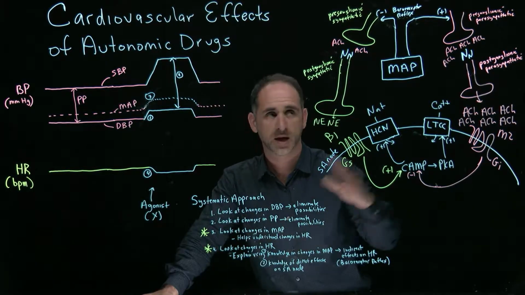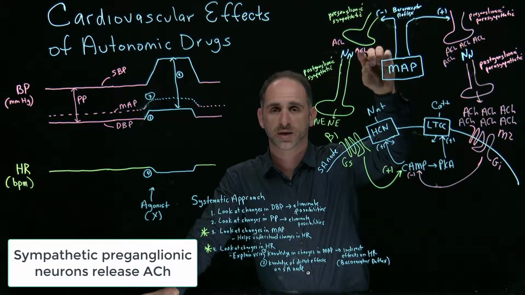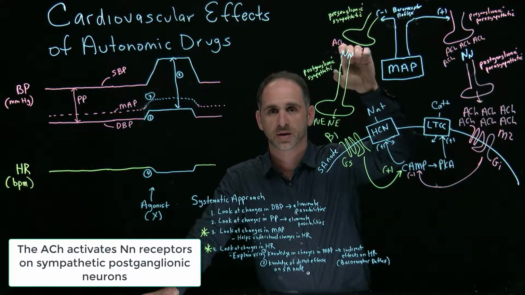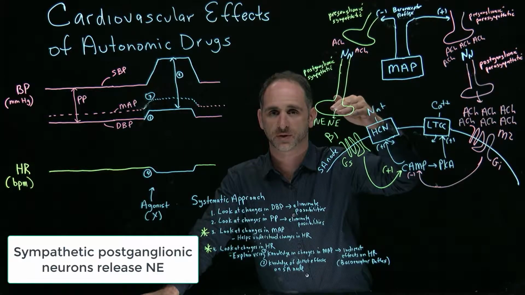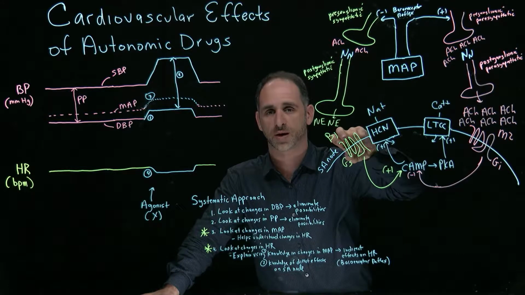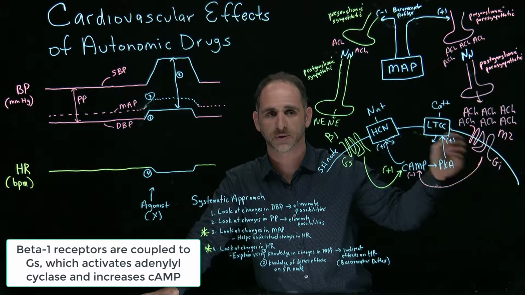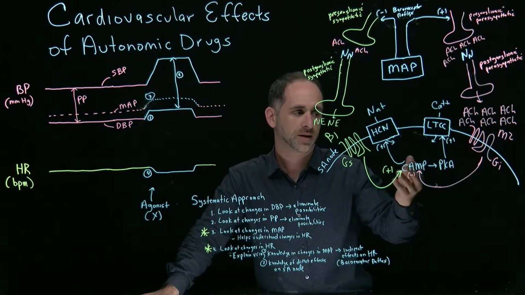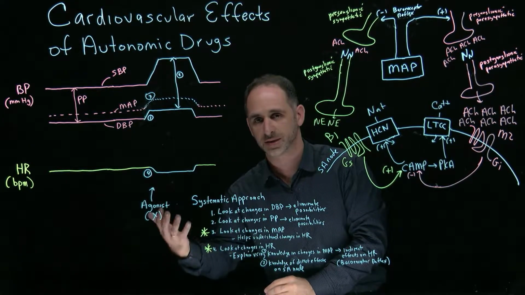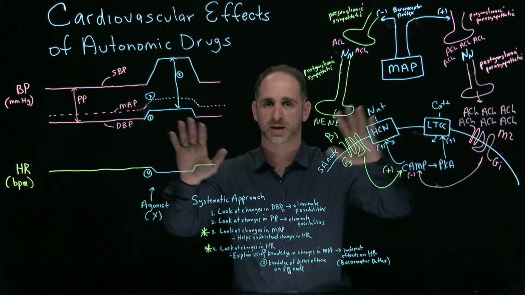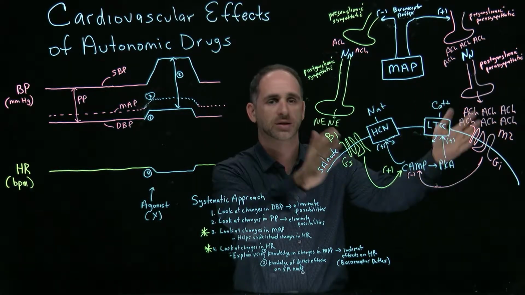the heart rate. The sympathetic nervous system, highlighted over here, preganglionic neurons release acetylcholine again onto NN receptors. Postganglionic sympathetic neurons get activated and they release norepinephrine from their nerve terminals, and that then acts on beta-1 adrenergic receptors, which are coupled to Gs, the opposite G protein to the M2, which increases cyclic AMP, increases PKA activity, and then that would cause an increased rate of depolarization, which would tend to raise the heart rate.